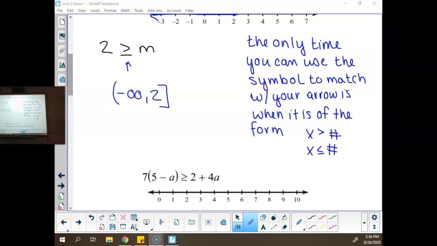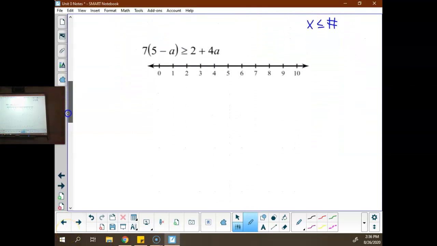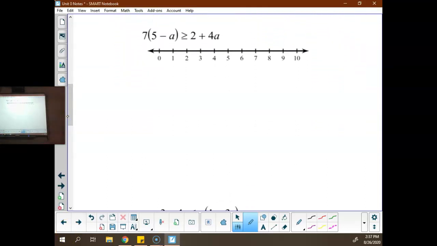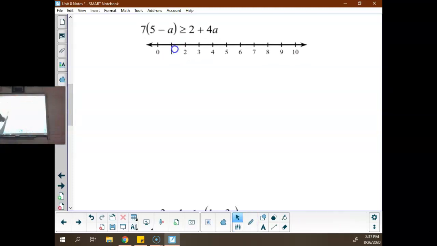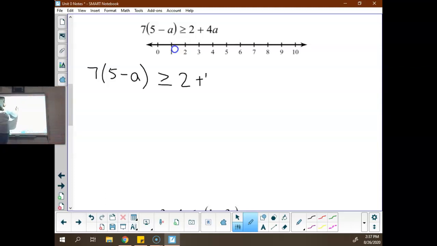All right, so for our second example, we've obviously increased the number of pieces that are within our inequality. So we're going to start off by rewriting it over here. 7 times the quantity 5 minus A is greater than or equal to 2 plus 4A. So I need to start by distributing. So I have 35 minus 7A is greater than or equal to 2 plus 4A.